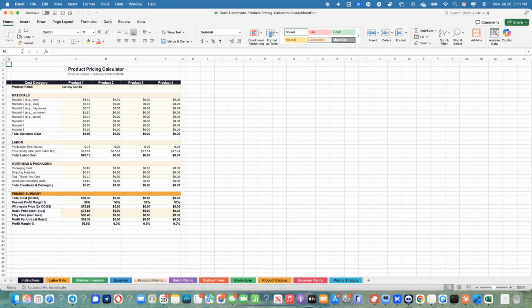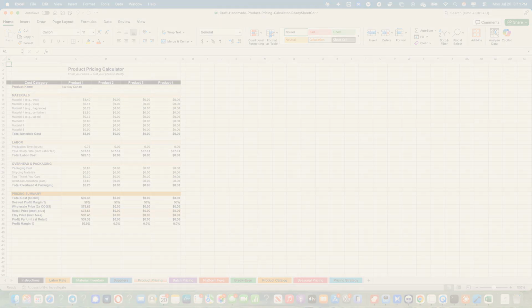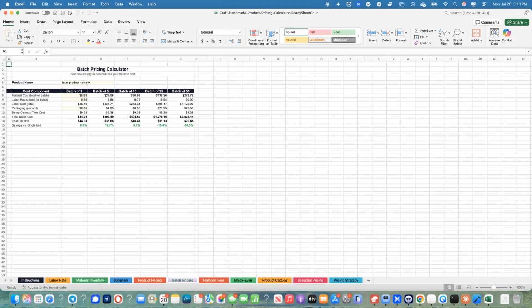Product pricing is the main event. Pick your materials, add your build time, and it gives you cost, suggested price, and margin. Batch pricing does the same for a production run, showing how per unit cost falls as batch size rises.